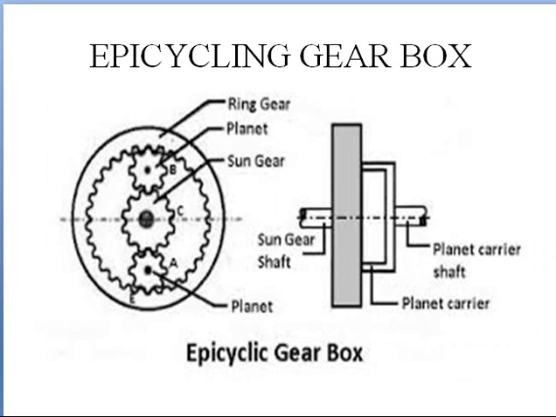Next one is epicyclic gearbox. The gear which is in the middle is called the sun gear, the gear beside it is a planetary gear, and the gear which is outside is called the ring gear.